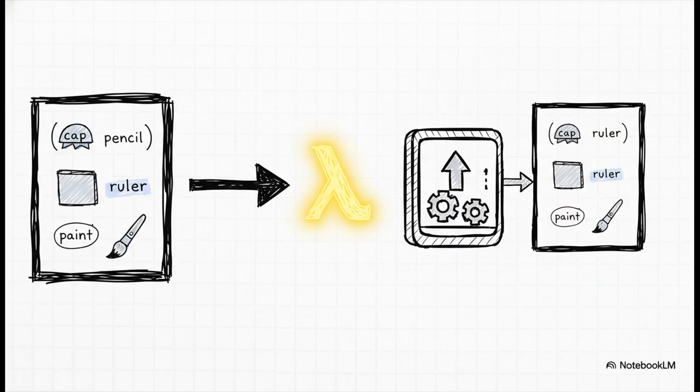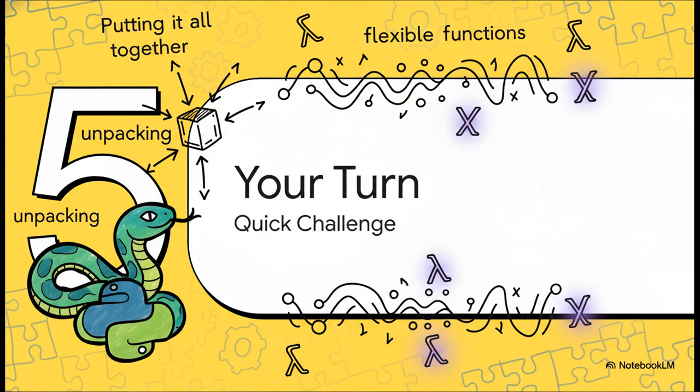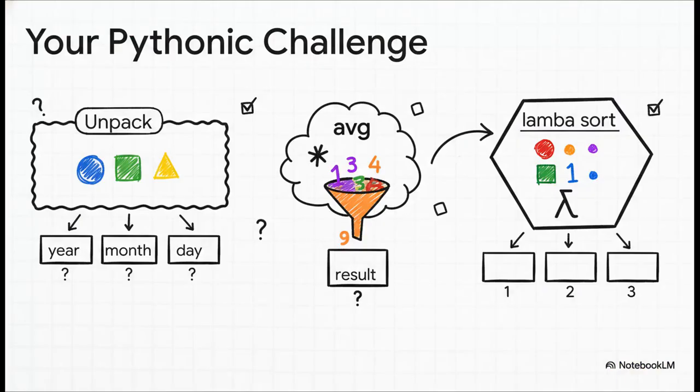It's just cleaner. All right, you've seen unpacking, you've seen flexible functions, and you've seen lambdas. Now it's your turn to put it all together. Let's do a quick challenge just to help solidify these concepts. Okay, here are 3 quick challenges. First, use tuple unpacking on that date to pull out the year, month, and day. Second, write an avg function that uses *args to find the average of any set of numbers you give it. And third, use a lambda to sort that list of items by their second value. Go ahead and pause right here and give it a shot.